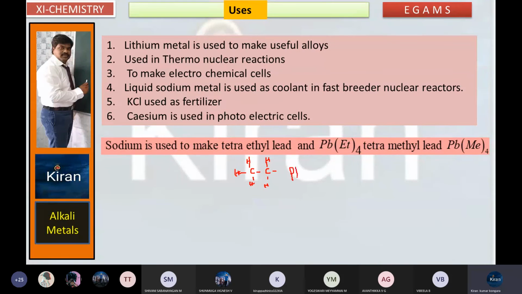Middle lead is there. The same way, one more ethyl. I am not drawing the structure like this, C2H5. Here also C2H5 and this also C2H5. This is called tetraethyl lead. This entire thing is ethyl. This also ethyl and the ethyl. In total we have 4 ethyls.